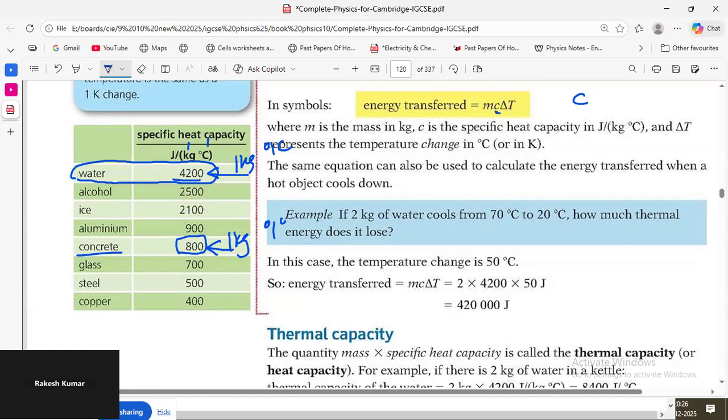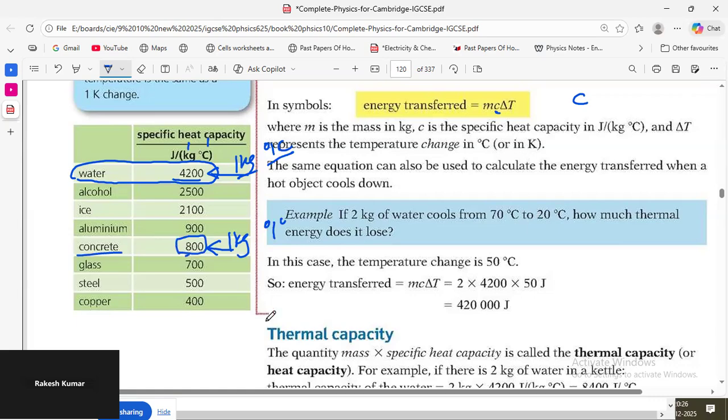That means it is very difficult. You need a lot of heat to raise the temperature of 1 kg of water by 1 degree. Because it is 4200 and this is 800, concrete will quickly get heated up, while water will take time because it requires a lot more heat.